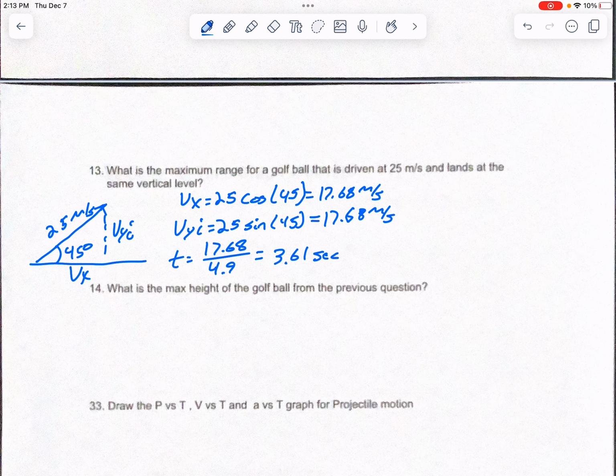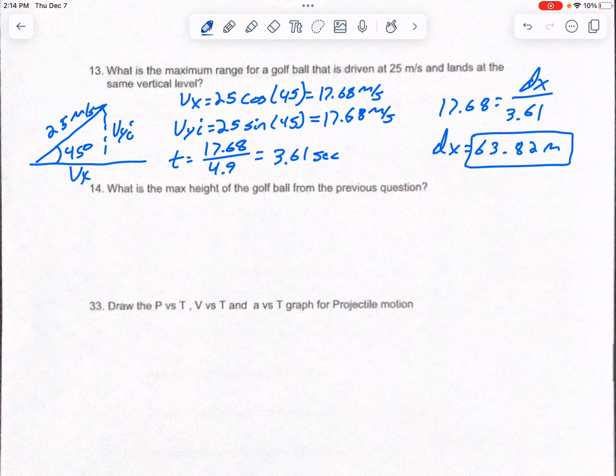Okay, so looking for max range. So we're looking for horizontal distance. So Vx equals dx over t. So 17.68 equals dx over your time, 3.61. Multiply both sides, you get dx of 63.82 meters. There's your answer there. 14, what is the max height of the golf ball from the previous question?